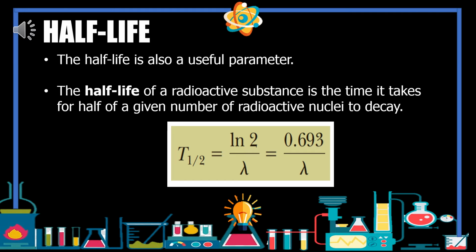To summarize, during one half-life, half of a given number of nuclei will decay, and during a second half-life, half of the remaining nuclei will decay. So this would be 3/4 of the original number of nuclei. So half-life is represented by the equation presented.